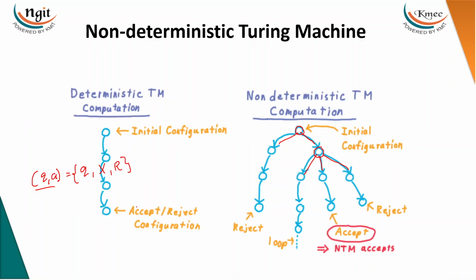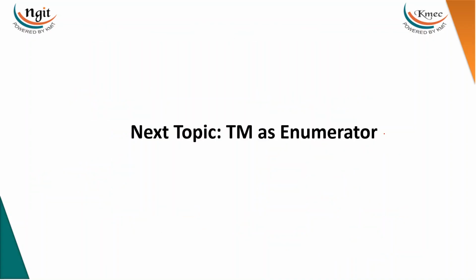But if we have only one path where it is taking accept or reject, that will tell you. But if there is more than one path, at least one path should be accepted to say that the string is accepted, right? Same as DPDA and DFA, but here you should mention the same state, same modifying symbol, same direction. If any one is different here for Q A, that is non-deterministic. You have to take more than one path. So that is about modifications and variations. So in the next video, we'll discuss the Turing machine as an enumerator.